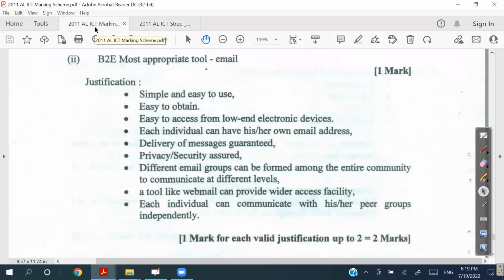Right? So simple and easy to use, easy to obtain, easy to access from low-end electronic devices. Each individual can have his or her own email addresses. Likewise, there are many in this list. So any 2 appropriate justifications will give you 2 marks, and saying that the email is the best choice will give you 1 mark again. So 3 marks for that part.